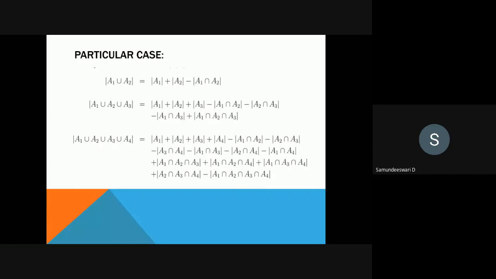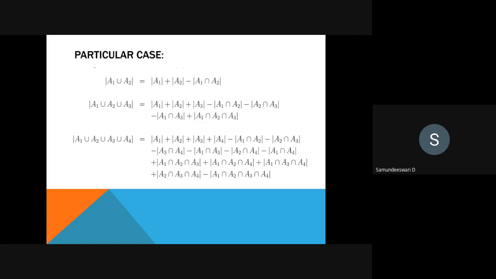That's all. The second particular case is when there are three sets: modulus of A1 union A2 union A3, which is equal to... See, when you observe this, for a single set we have a plus symbol, for two sets we have a minus symbol, then for three sets we have a plus symbol, then for four sets we have a minus symbol.